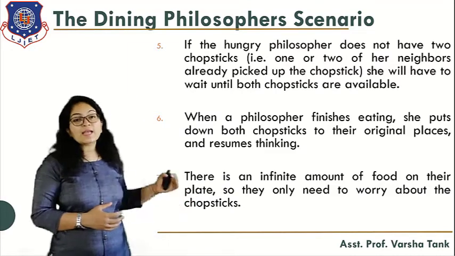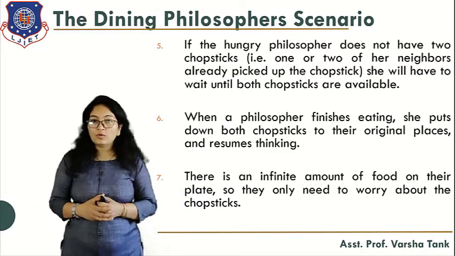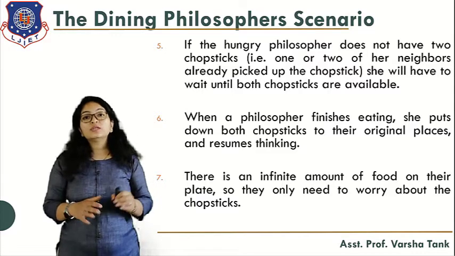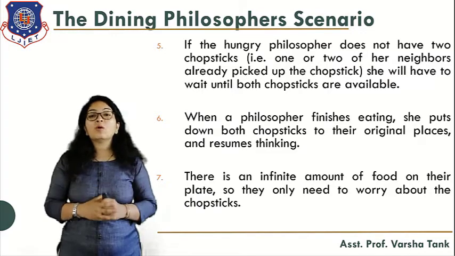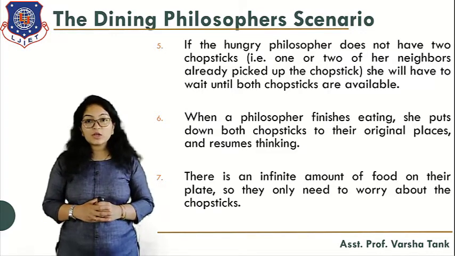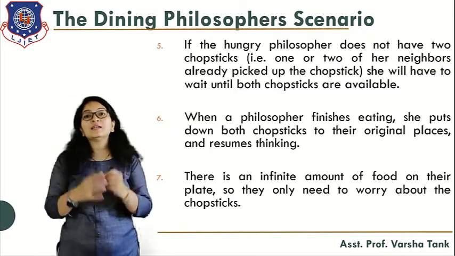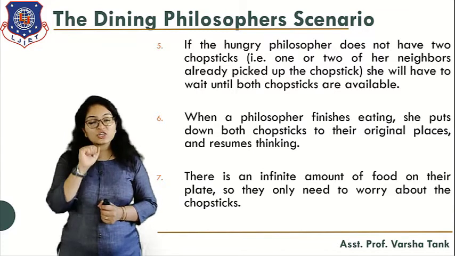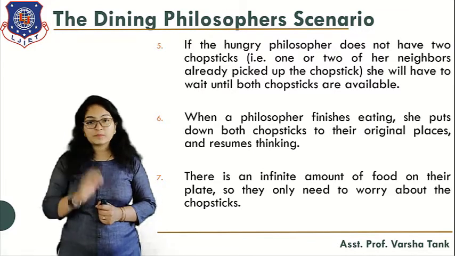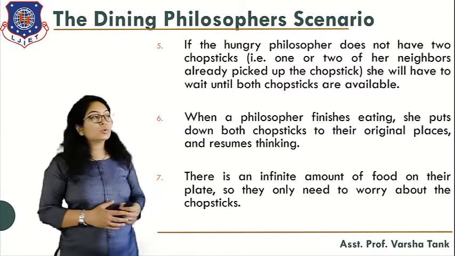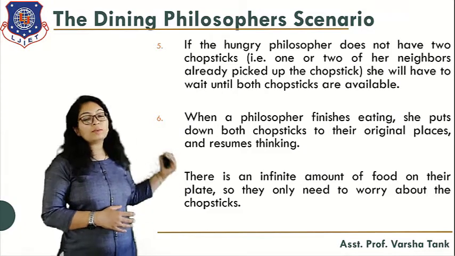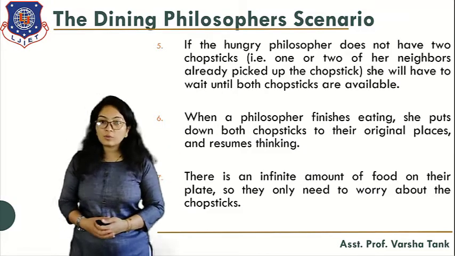There is an infinite amount of food on their plates, so they only need to worry about the chopsticks. What is the meaning of this? That means here the plate is not a critical section. The only critical section is the chopsticks. Got it? So these are the scenarios that will be there in the dining philosophers problem.